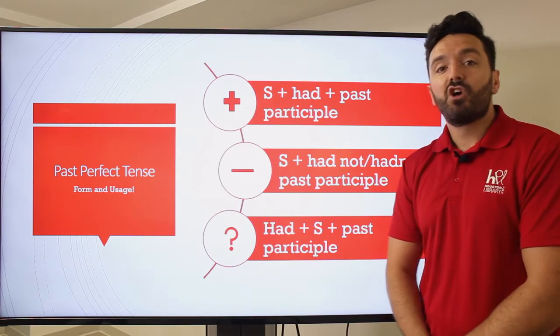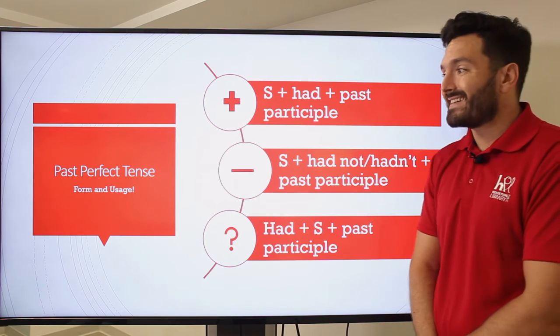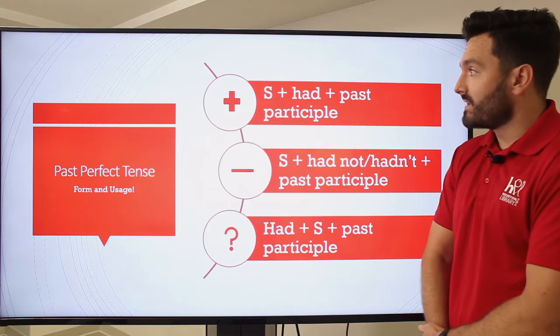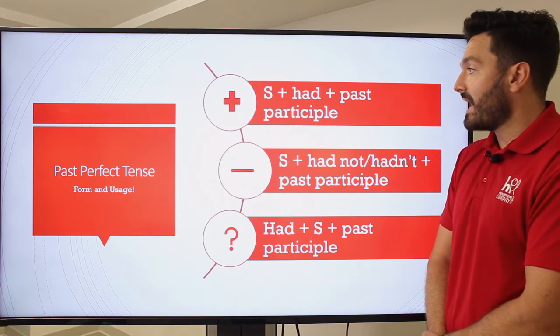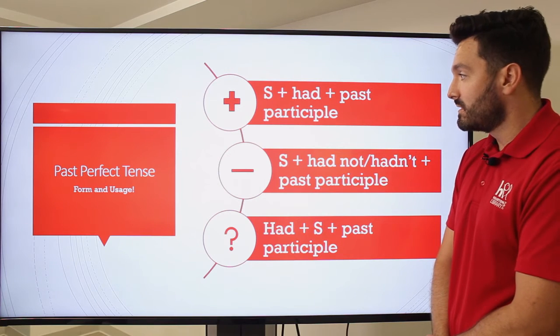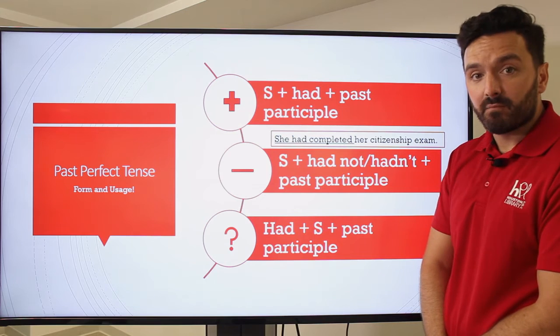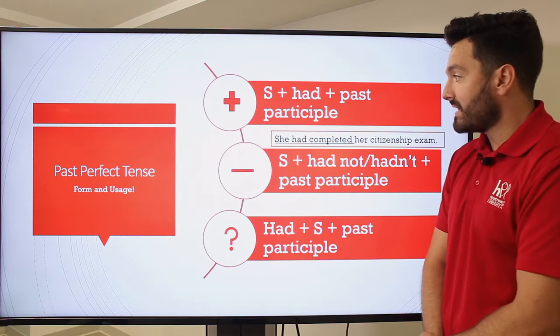Okay, so let's talk about grammar, specifically the past perfect tense. So we're going to talk about it in three different ways today. First, in the positive sense. So the subject plus had plus the past participle. She had completed her citizenship exam. This happened in the past, right? She had done it in the past.